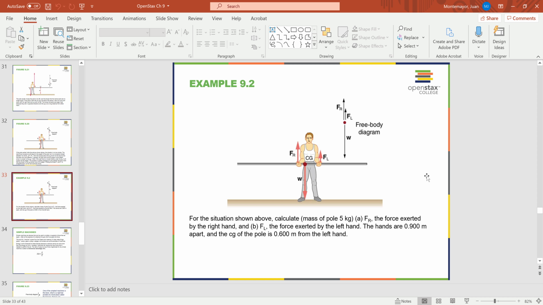So for the situation above, calculate the mass of the pole, which is 5 kilograms. We're going to calculate A, the force exerted by the right hand, and B, the force exerted by the left hand. The hands are 0.9 meters apart, and the center of gravity of the pole is 0.6 meters from the left hand.